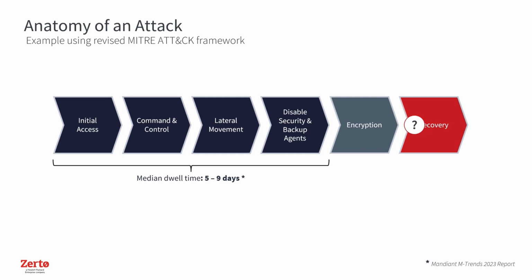And that time frame is perfect for Zerto, which has a journal that can rewind anywhere from 1 hour to 30 days. A median time of 5 to 9 days fits very well within that range, making Zerto's continuous data protection a key differentiator. Another differentiator is that Zerto doesn't have agents on its protected VMs. There is nothing Zerto-specific inside each guest VM, so there's nothing for attackers to disable.